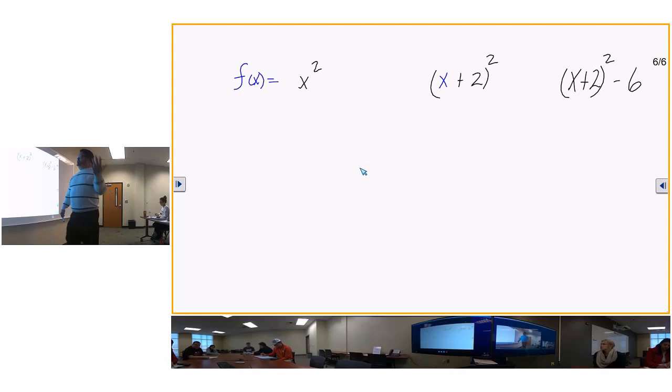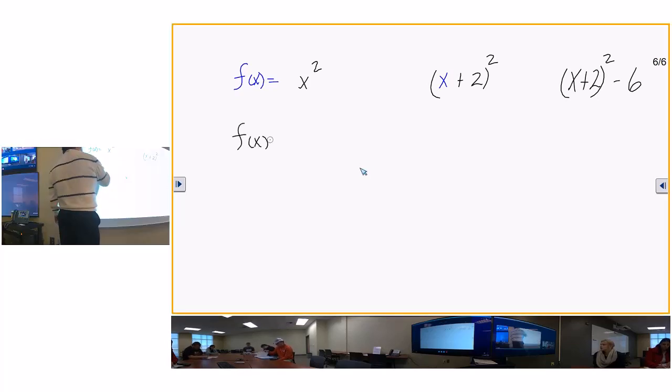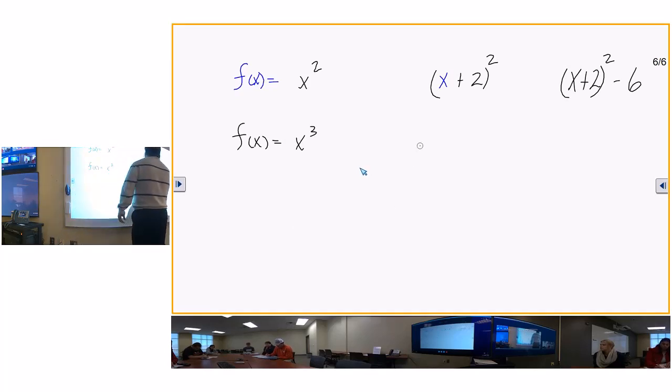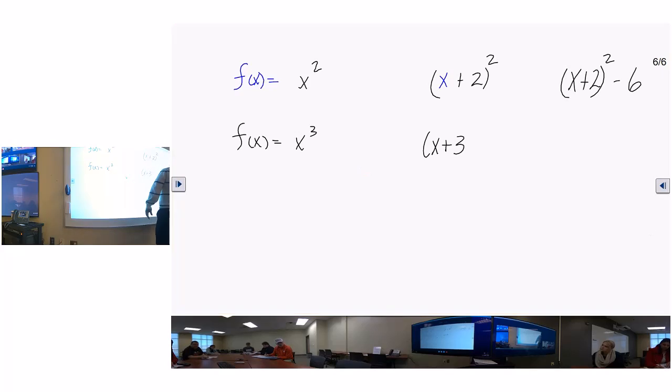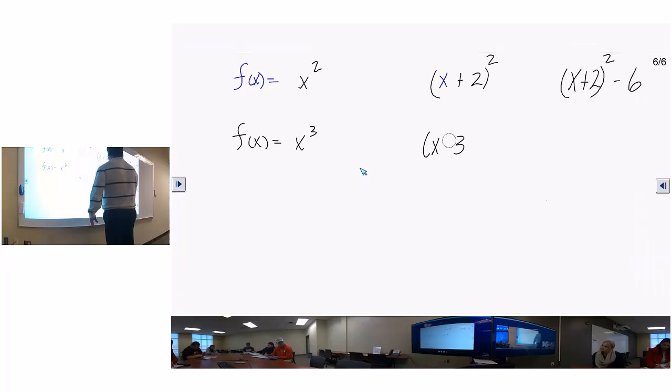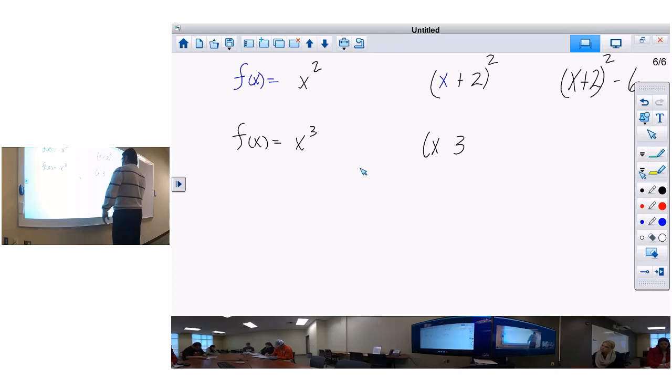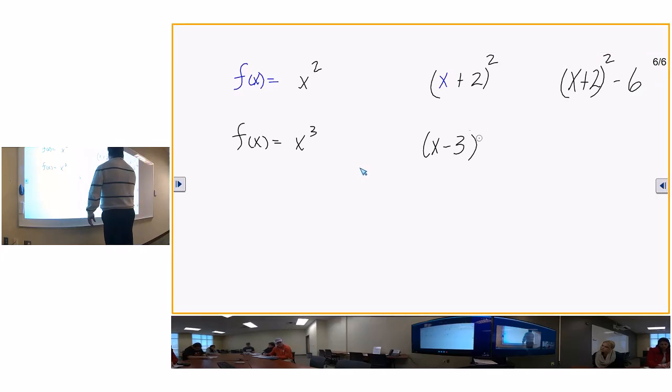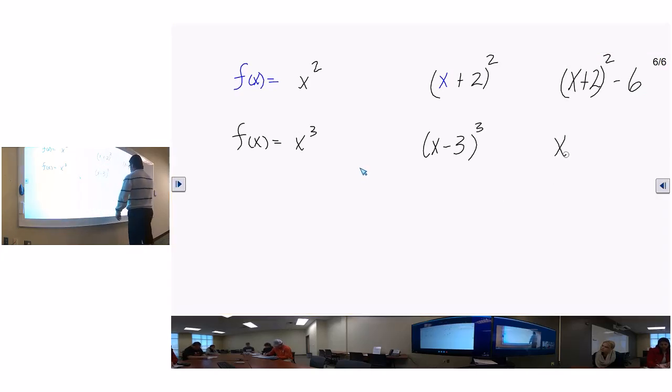And then I want you to just pick an x cubed. f of x is equal to x cubed. And then go over here and put x plus 3, or x minus 3. Let's do x minus 3, cubed. And then go over here and do (x minus 3) cubed plus 2.